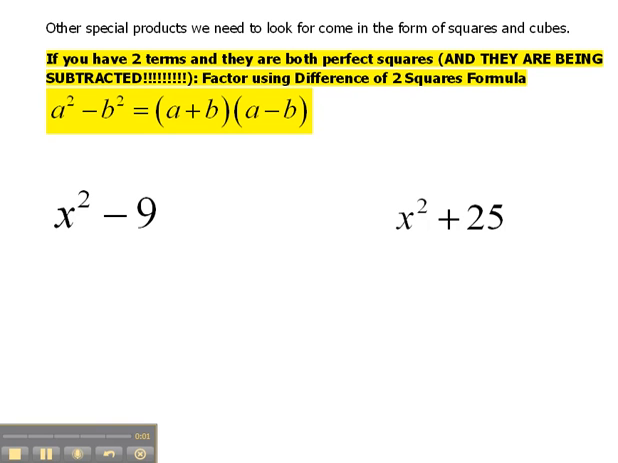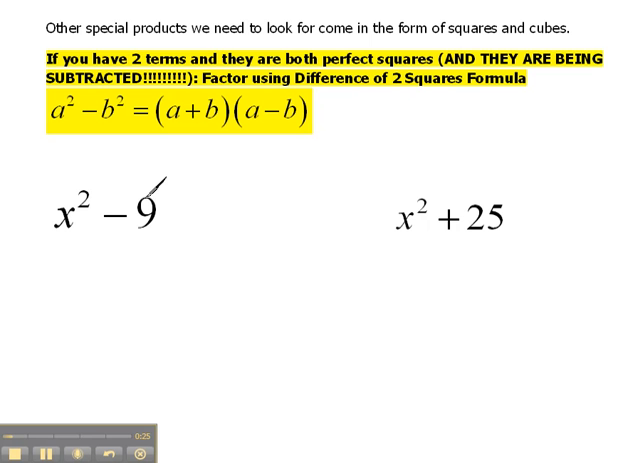All right, this next type of factoring that we're going to be doing is called a difference of two squares. Going through our rules of factoring, our first rule is always to factor out the greatest common factor. In this problem, there is no greatest common factor. So then we look to see how many terms we have.